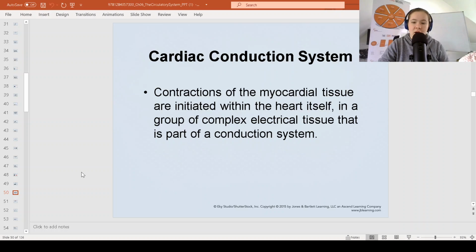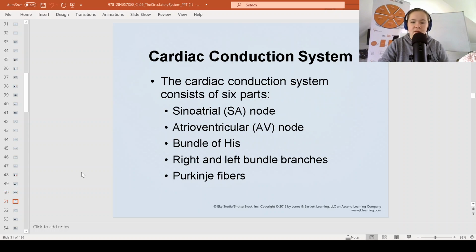Contraction of the myocardial tissue is initiated within the heart itself, in a group of complex electrical tissue that is part of the conduction system. The cardiac conduction system consists of 6 parts: the sinoatrial, which is the SA node, the atrioventricular, which is the AV node, the bundle of His, the right and left bundle branches, and the Purkinje fibers.